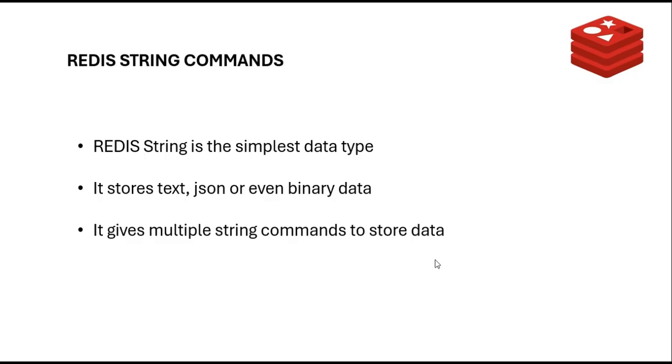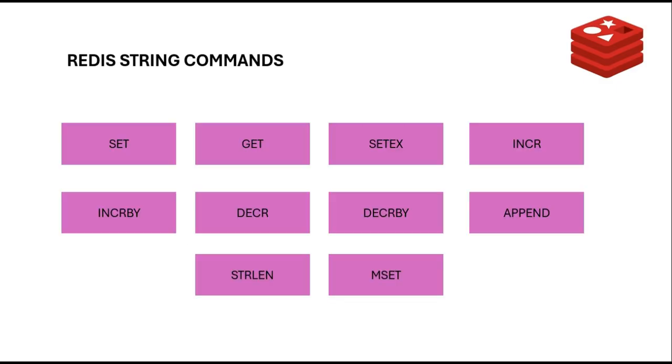So let's learn about Redis string commands here. Redis string is the simplest data type. It stores text, JSON, or even binary data. And it also gives multiple commands to store the data. These are the list of string commands like set, get, set expiry, increment. We'll see them in the Redis CLI.